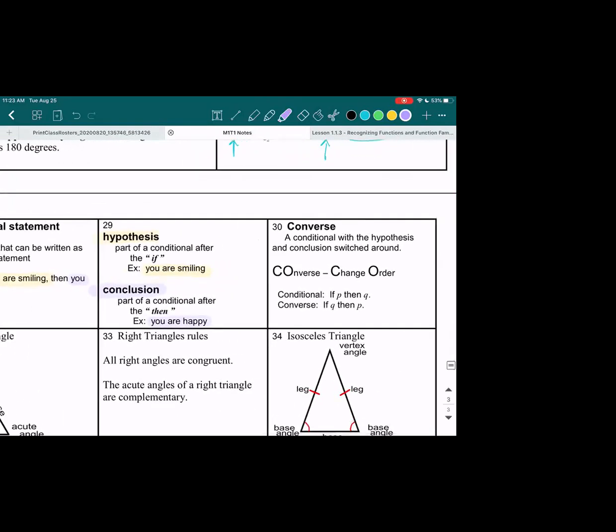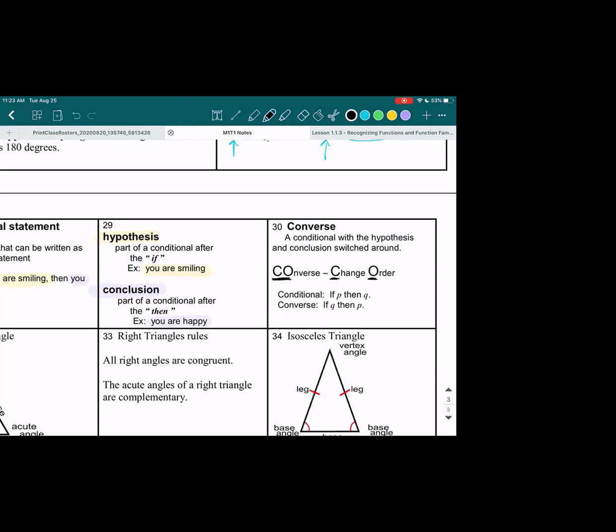For number 30, box number 30, I mean, we have a converse. A converse is a conditional with the hypothesis and conclusion switched around. Here's something that maybe can help you remember: converse starts with CO, and that C can stand for change, and the O can stand for order. So you change the order.